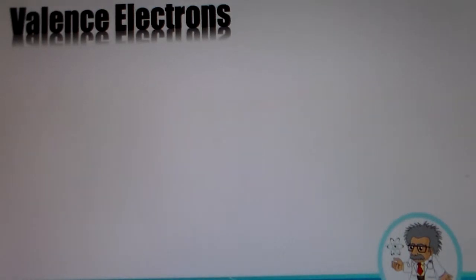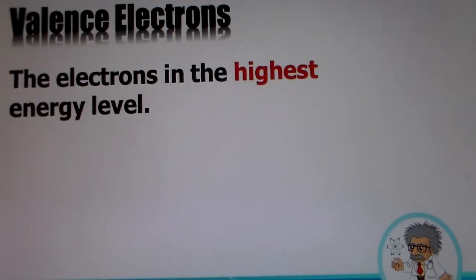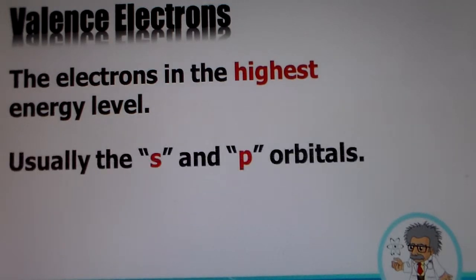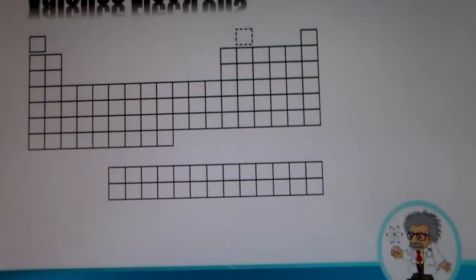Valence electrons. Now, the valence electrons are the electrons in the highest energy levels. And usually, this is an S and P orbital. So when you look across at your different rows, and you look at your elements, the valence electrons are those electrons in the highest energy level at that time, and that's usually the S's and the P's, and you have somewhere between 1 and 8 valence electrons.